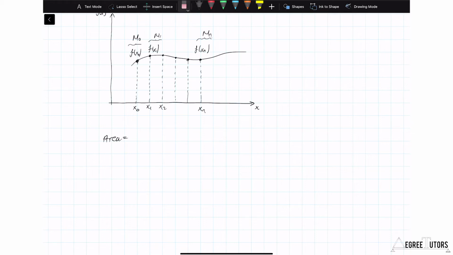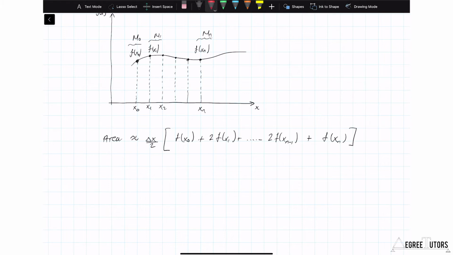The area under that curve, according to the trapezoidal rule, we won't use equals, we'll be specific and say it is not equal to, but approximately equal to the x interval, delta x, over 2, times the first value f(x0), plus 2 times f(x1), plus the same again, 2 times f(x n minus 1), plus f(xn). Okay, so that is the trapezoidal rule.